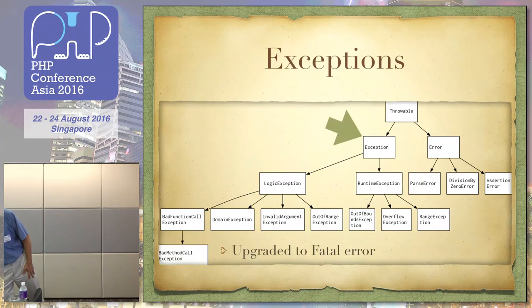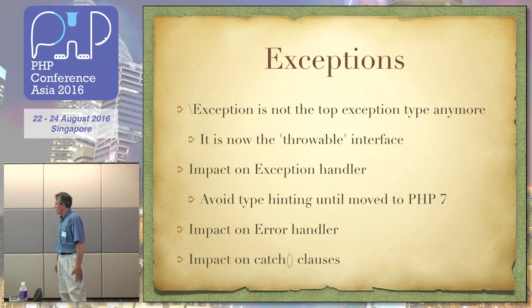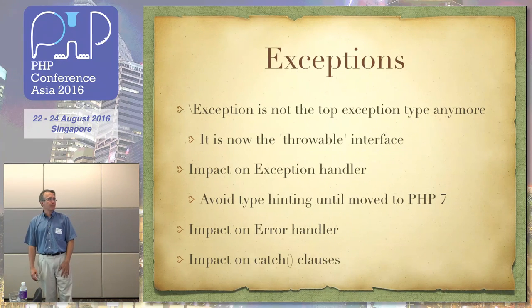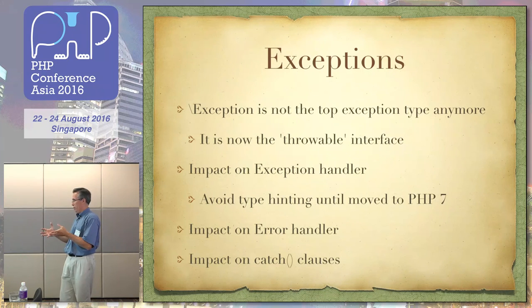Okay? But we couldn't get it before, right? Before, yeah, it would just stop. Now, we couldn't get it before. That's right. So Exception is not the top. You have to review all your catch clauses. Anytime you have \Exception by itself, you have to understand and review it to see if it's really the top exception you want. Maybe replace it with Throwable.